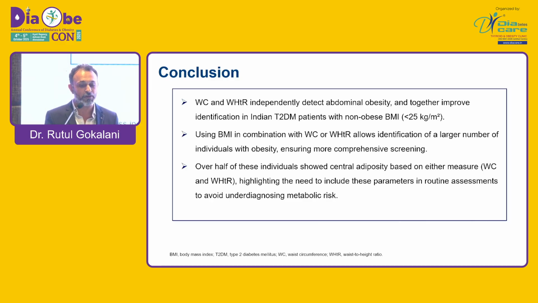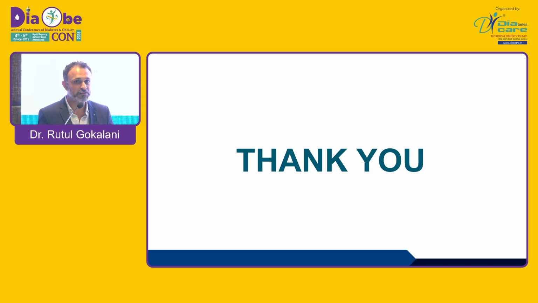So using BMI in combination with waist circumference and waist to height ratio allows identification of a large number of individuals with obesity, ensuring more comprehensive screening. Over half of these individuals showed central adiposity based on either measure, waist circumference or waist to height ratio, highlighting the need to include these parameters in routine assessment to avoid underdiagnosing metabolic risk. So don't rely only on BMI, and if you have a chance to use a body composition analysis machine, please use it regularly in all of your patients. With this, I'll conclude. Thank you very much.